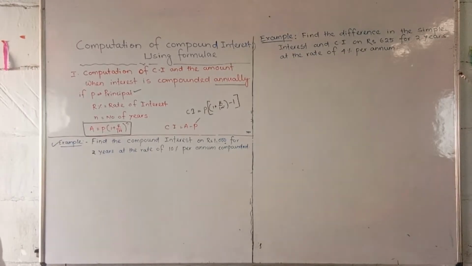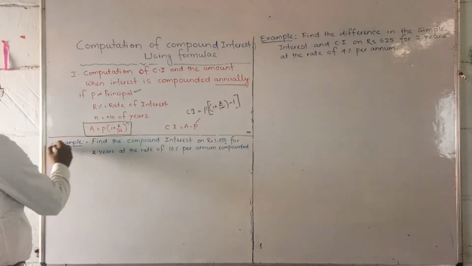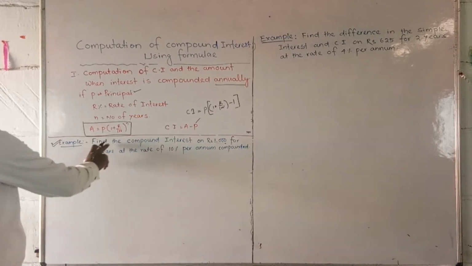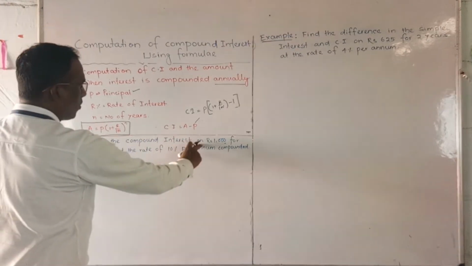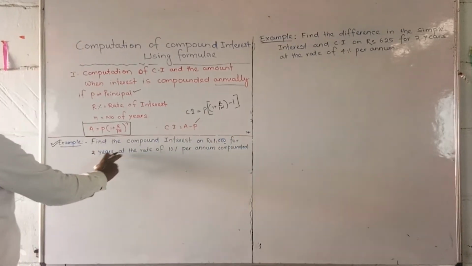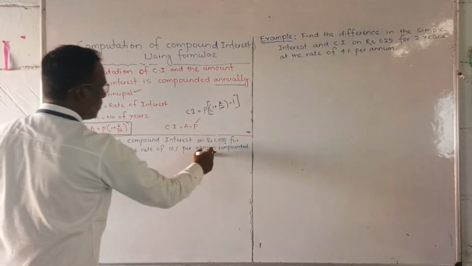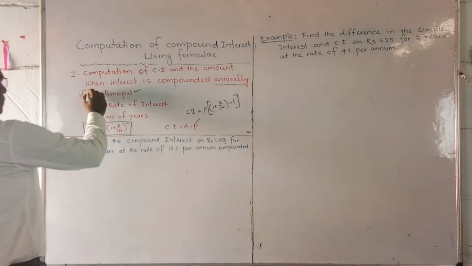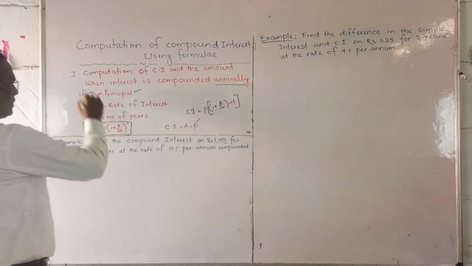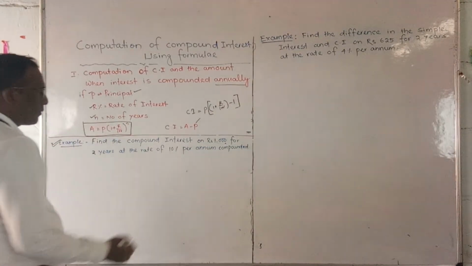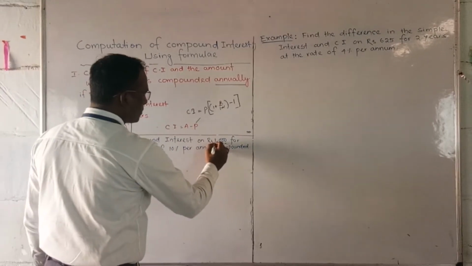So look here, students, we can do that. First, one example I have given. Find the compound interest on 1000 rupees for 2 years at the rate of 10% per annum compounded annually. So first of all you should identify the principal, the rate of interest and n. These three things you have to understand first of all. So look here, first the principal, I have underlined it.